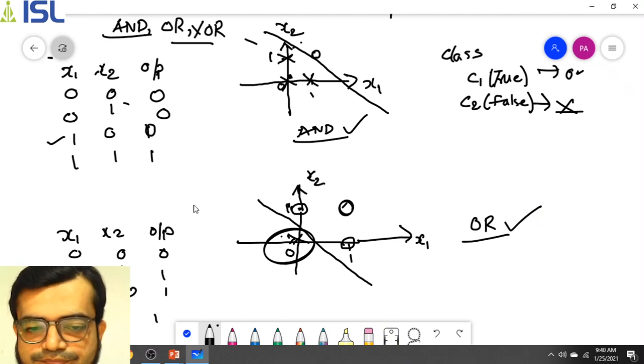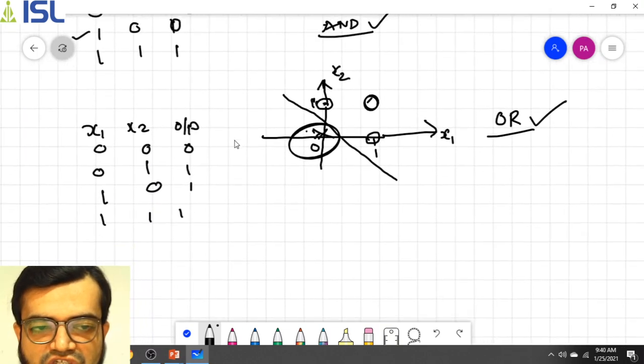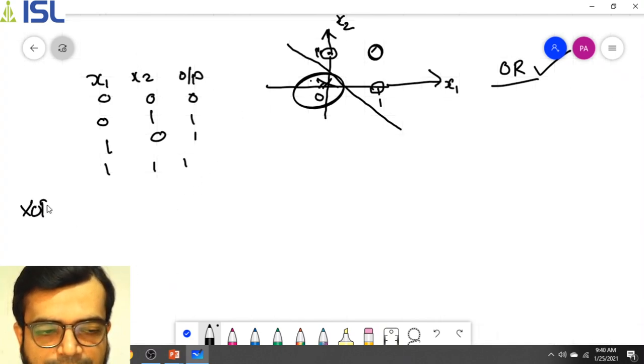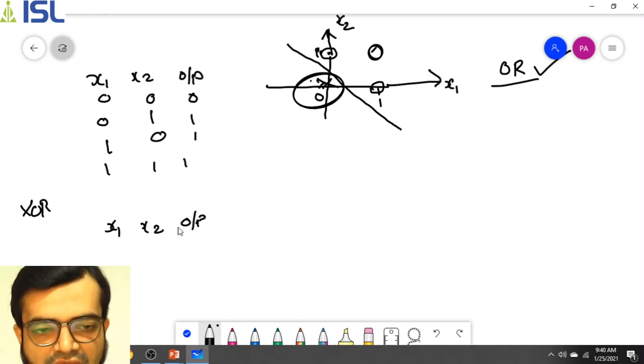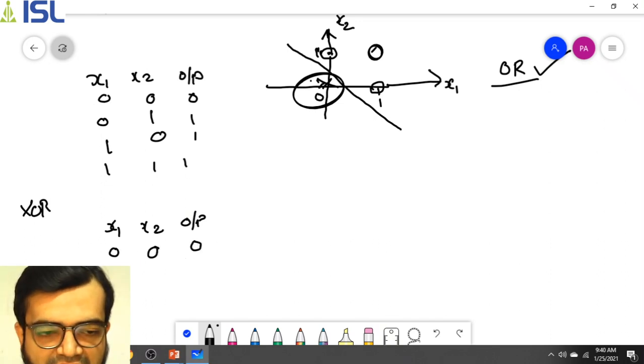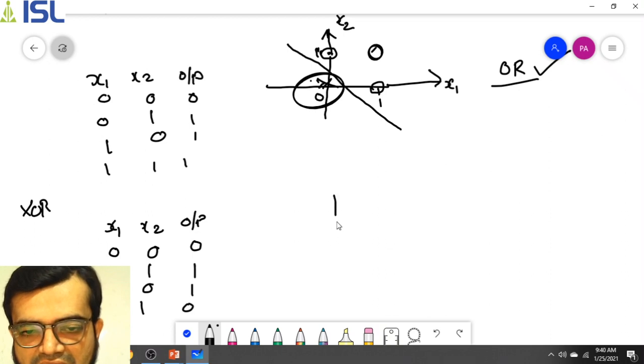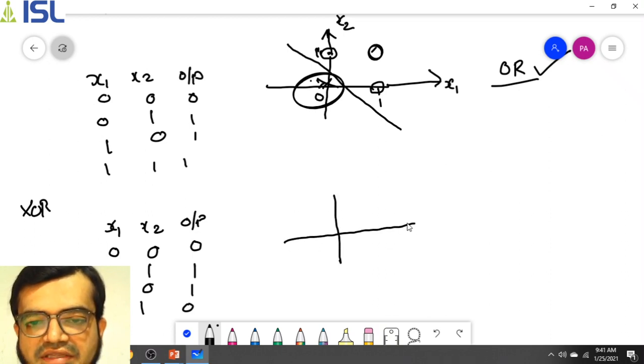It means that OR is also linearly separable. Next comes the XOR function, and we will see whether it can be separated or not. So here x1, x2 and output. XOR means that if we have similar values it will give you false, and if you have dissimilar values it gives you 1. So dissimilar 1 0 again gives 1, and 1 1 gives 0.